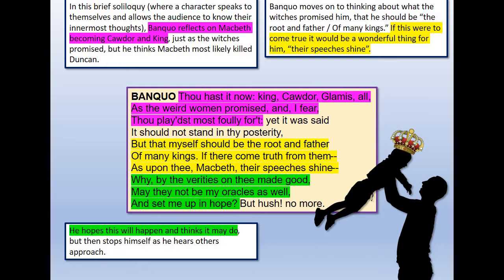Okay, so Banquo reflects on Macbeth becoming Cawdor and king, just as the witches promised, but he thinks Macbeth most likely killed Duncan. So he says, "Thou hast it now, king, Cawdor, Glamis." So he's listing all of the things that Macbeth has and has it now. He's referencing the fact that it's come to pass. He didn't have it all straight away. And he says, all the weird women promised, so every prediction they gave has now come true.